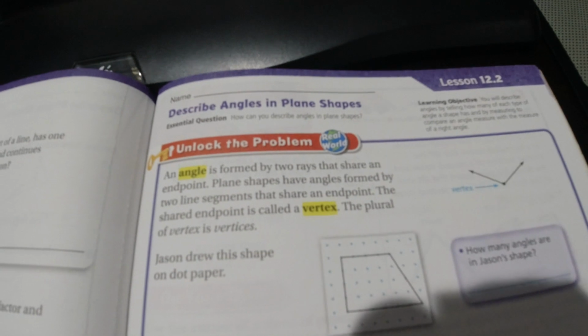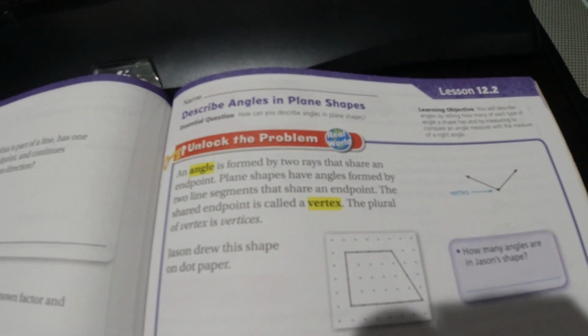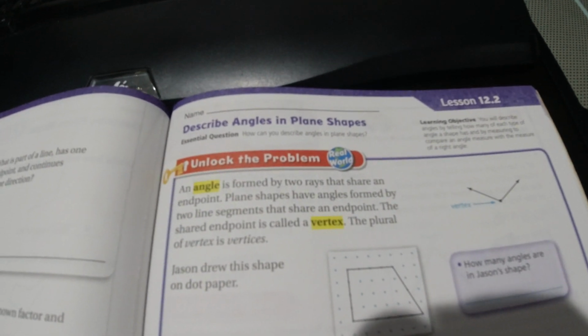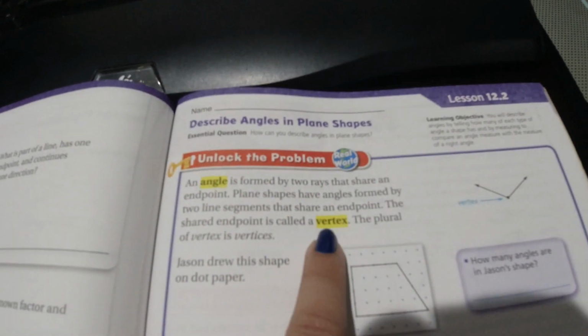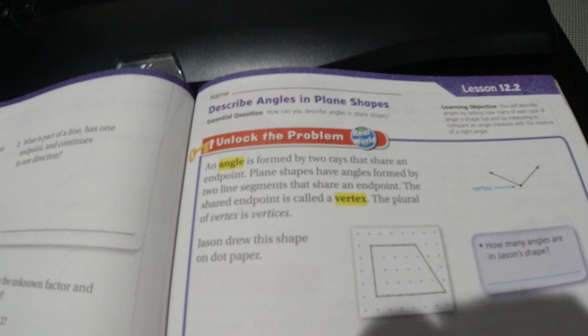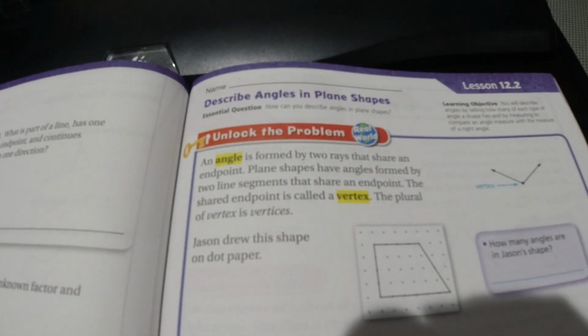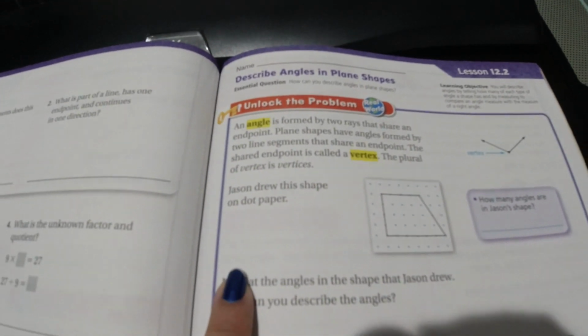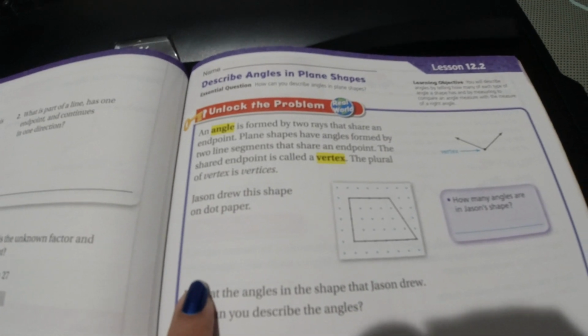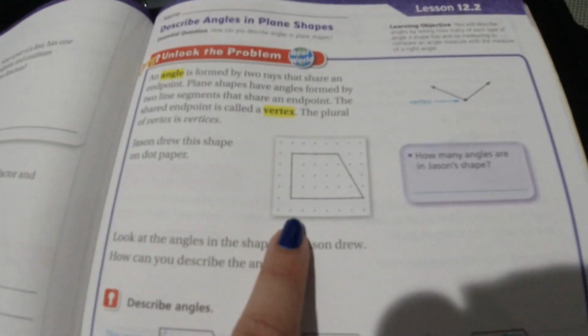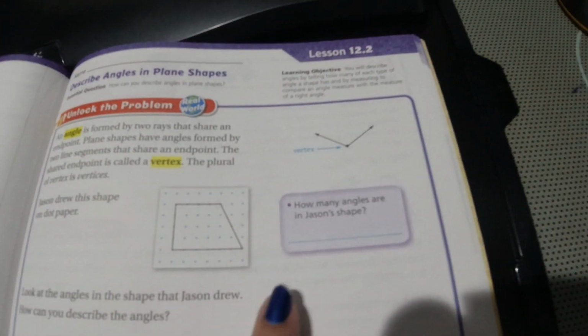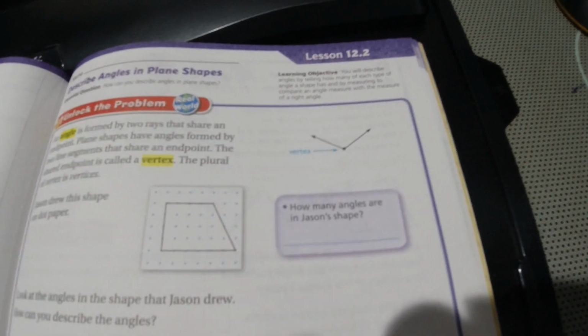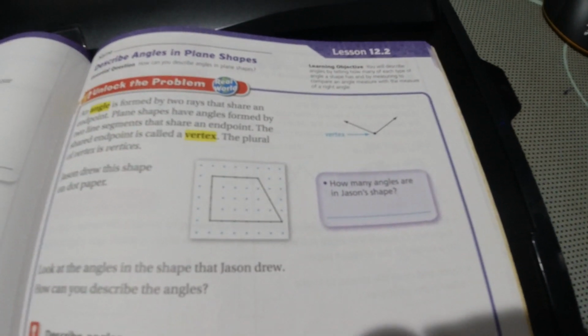Now, plane shapes have angles formed by two line segments that share an endpoint. The shared endpoint is called the vertex. The plural of vertex is vertices. Okay, so it says that Jason drew the shape on dot paper. So this is Jason's shape. How many angles are in Jason's shape?